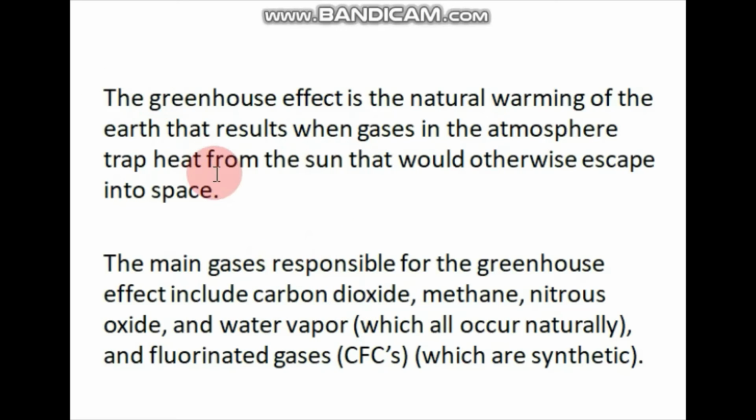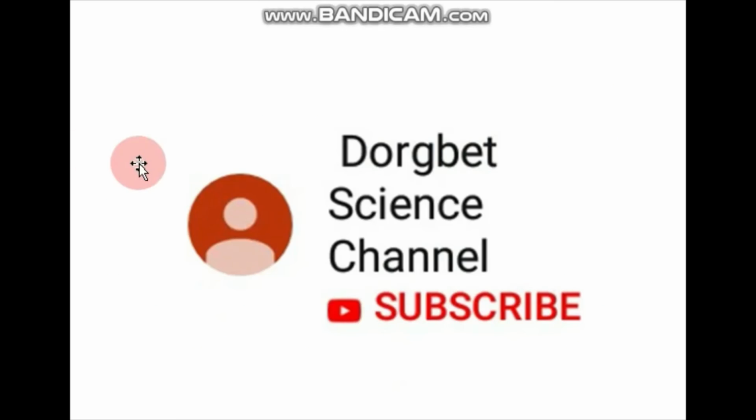Now the CFCs are basically found in the old type of freezers and fridges. So when those devices get old and are not properly disposed, these gases make their way into the atmosphere where they go destroying the ozone layer.